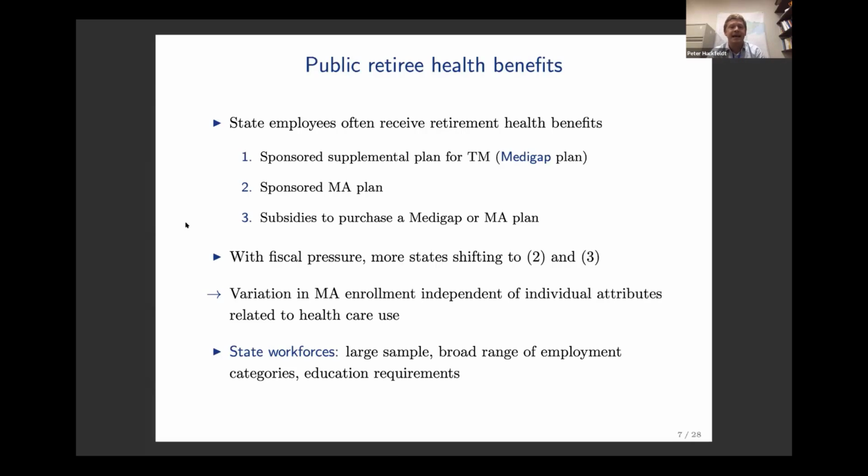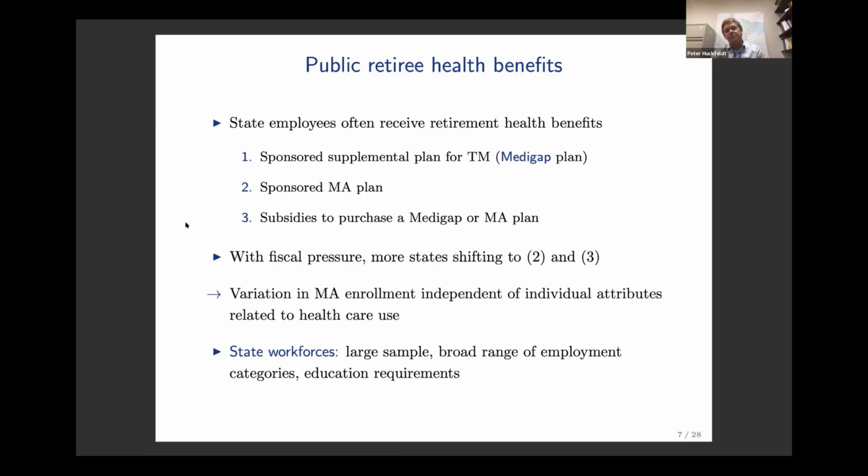And then one other point is, is this representative of Medicare beneficiaries as a whole? State workforces are huge. And so you get a large sample of Medicare enrollees.